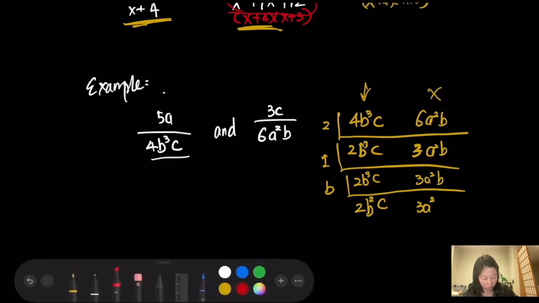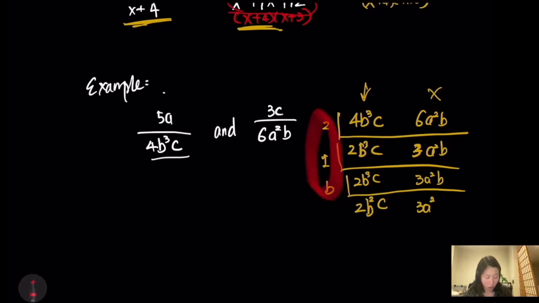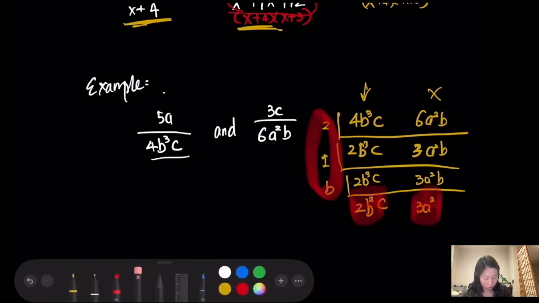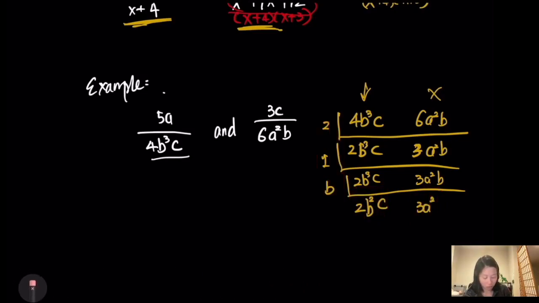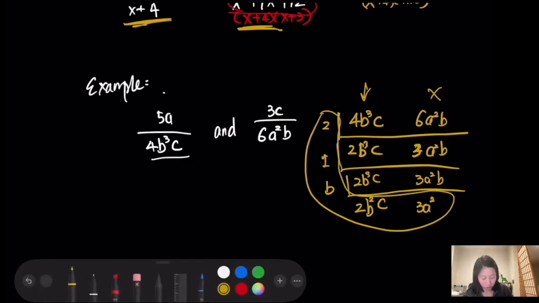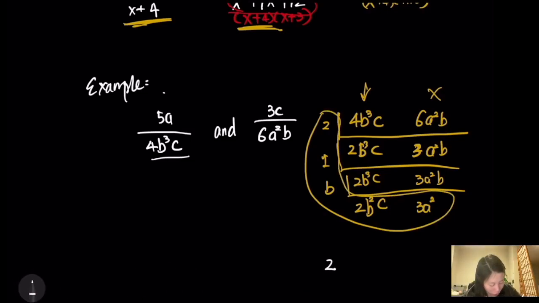Okay, so now let's take a look. This part is the part that they have in common. This part is the unique part for each term. So the least common denominator is going to be everything in here multiplied. So I have 2 times b times 2b squared c times 3a squared. Together I have 4 times 3, 12, b to the third, c, and a squared. That's how you can find the common denominator.